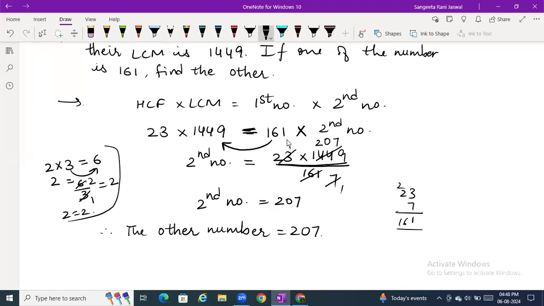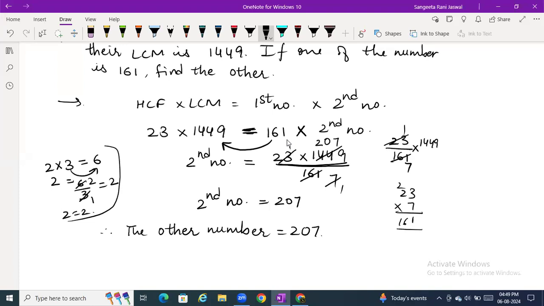Okay. And then when it is dividing on this side, I just cancelled out. How did I cancel that? First, see here, if you want to divide 23 by 161, and 1449 like this. So 23 ones are 23, and 23 sevens I just multiplied and checked here, it was coming to be 161. So that means it can go with 7. You understood this much part? Yes, ma'am.